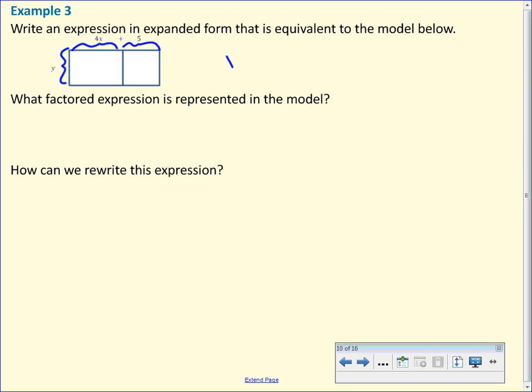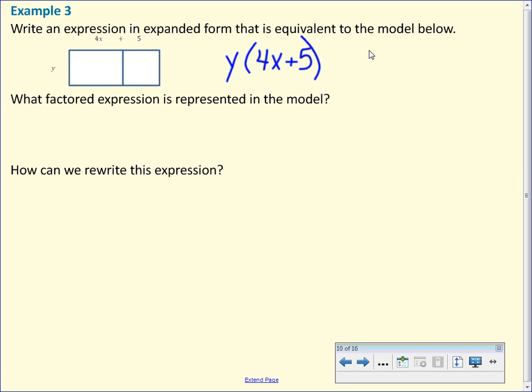Beautiful. y times (4x plus 5). Because how many groups of 4x do I have? y groups. How many groups of 5 do I have? y groups. I can't divide that. I don't know if y equals 2, y equals 3. We don't know what y is, so I can't separate that. But that model represents the multiplication. Great.